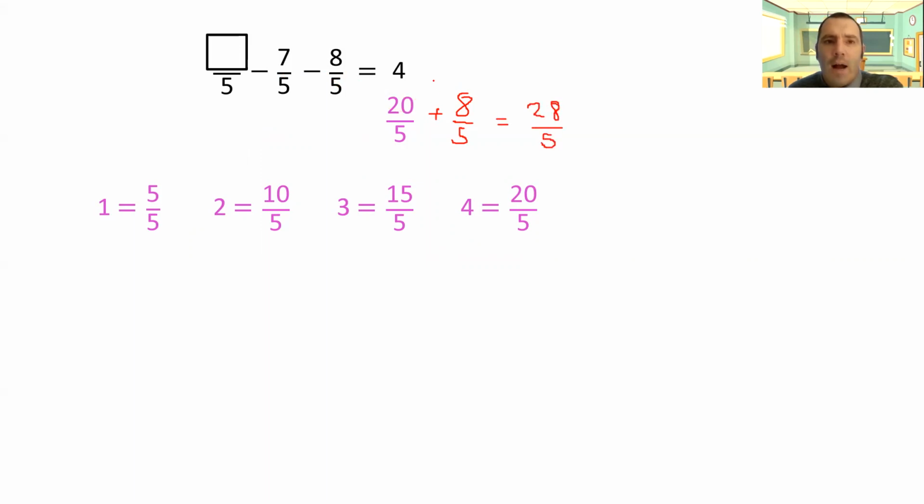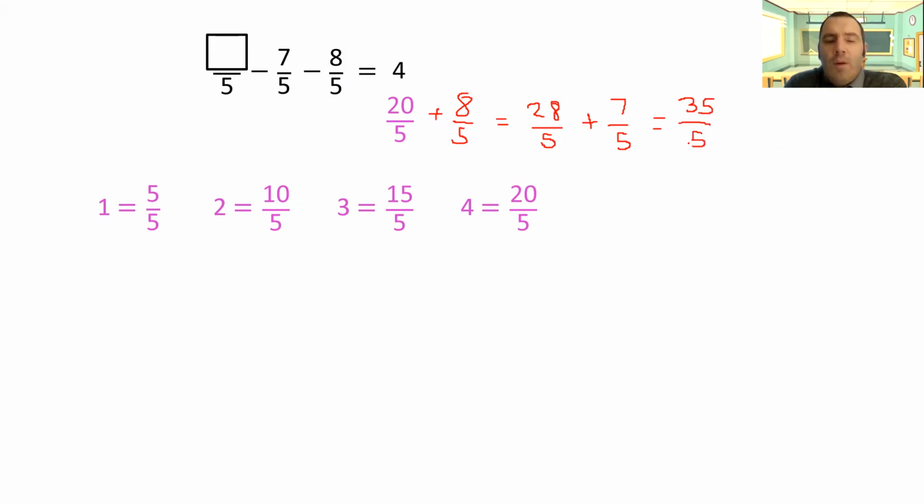So I'm working back through my calculation. I've taken away 8/5 here, so I need to add it back. So I've got 28/5. I've still got 7/5, so I'm going to add this back on as well. Here, that will give me my answer of 35/5.